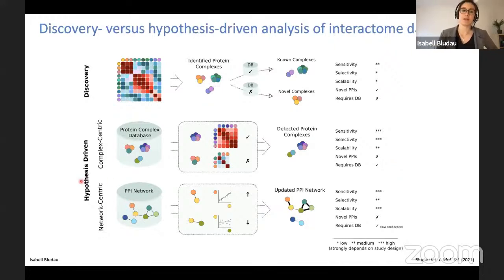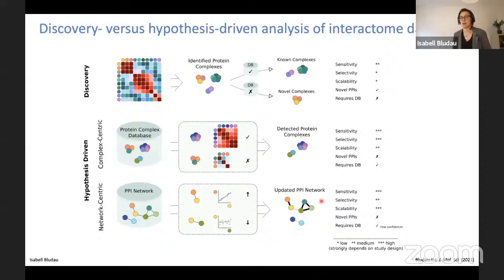A third approach that is also under the hypothesis-driven strategy is the network-centric idea. Here, instead of using a protein complex database, we can just use a protein-protein interaction, or PPI, network. We don't look at an entire complex model at a time, but really just at single protein-protein interactions to see if we find support for this interaction in our data by a positive correlation across our data set. Then we can enhance this edge in the network, or if we don't find evidence, we reduce the weight of this edge to get an updated interaction network.